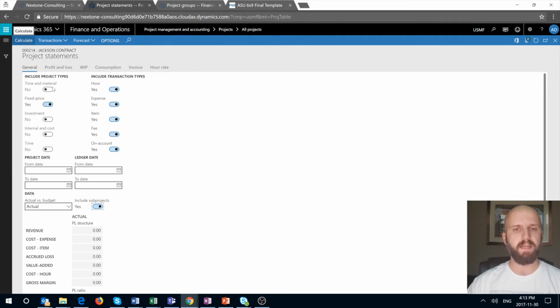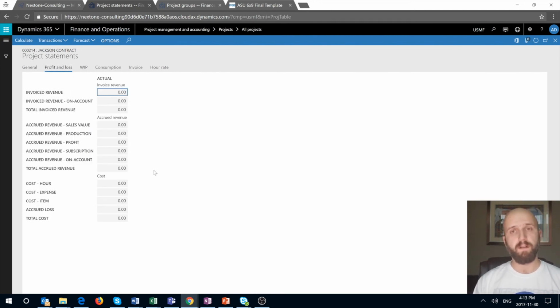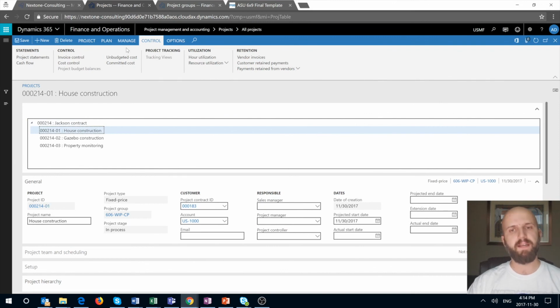I'm going to click on calculate, and we can see that under WIP we have $6,000 worth of labor, $4,000 worth of contractor expense, and $10,000 worth of materials, parts to build the house, which gives us the total WIP cost of $20,000. If we navigate to the profit and loss, because we did not post an estimate yet, we can see that everything here is zero. We did not recognize any revenue yet. So once we see that, let's go ahead and generate that and post that estimate.